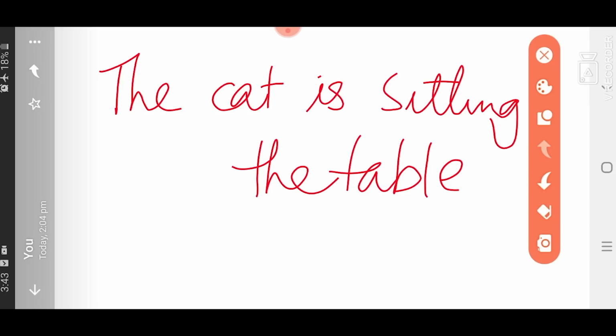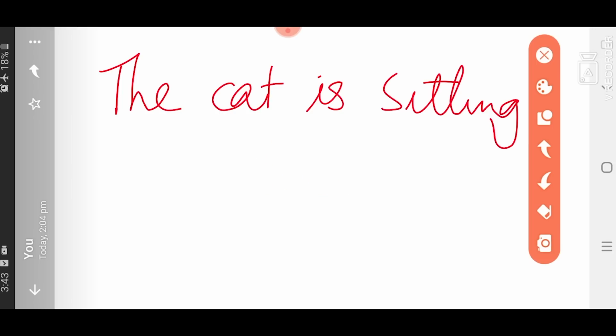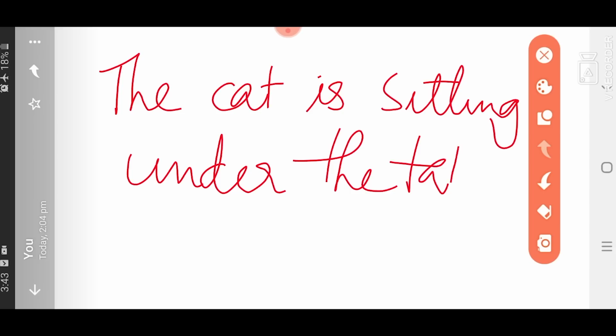How can we convey this sentence in the right way? Can you write another way? Okay, I'll write. Say this: The cat is sitting under the table. Is it clear now? Yes, we got the correct meaning. The cat is sitting under the table. Where is the cat sitting? Can you say the correct answer? Yes, under the table. Here I added the word under. Now we got the correct meaning.